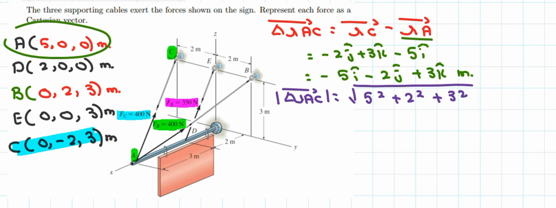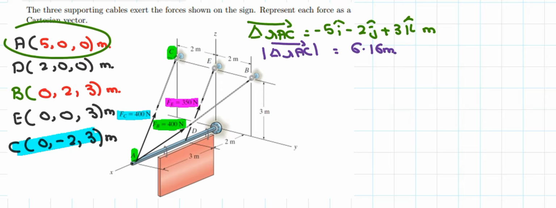You don't need to write down the negative 5 here or negative 2 here, because the square present here will automatically convert the negative sign into a positive sign. Okay, so grab the calculator, put the values into it and solve it for the magnitude of RAC. So the magnitude of RAC is nothing but 6.16 meter. This is basically the magnitude of RAC.